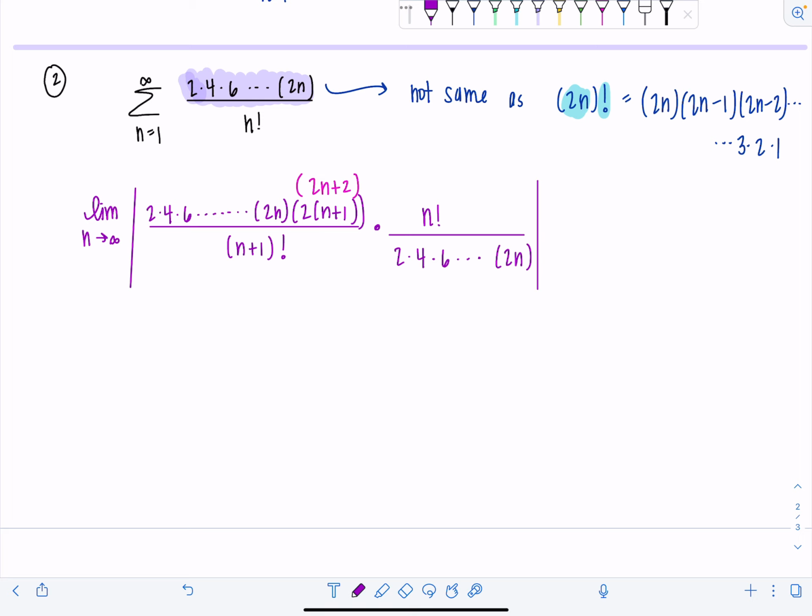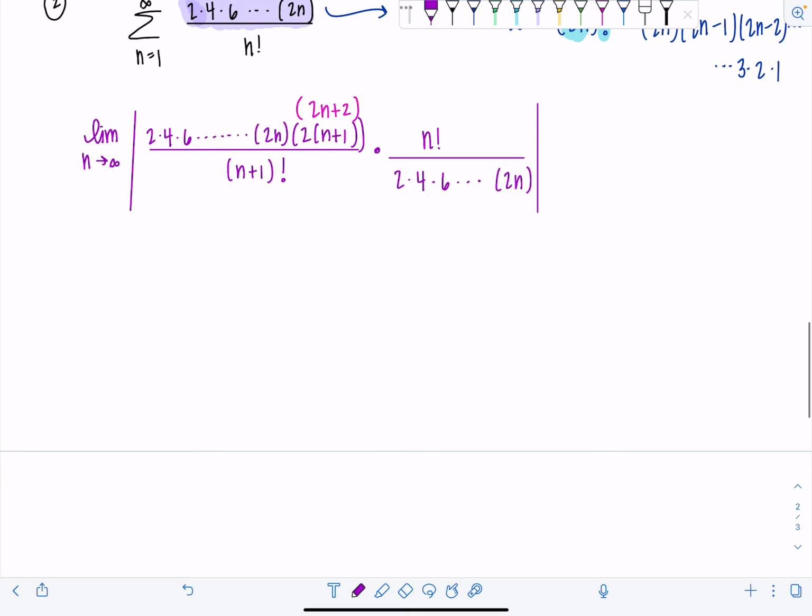Okay, so let's see here. A bunch of stuff will cancel. Yes, it will. All of these factors, 2, 4, 6 up to 2n will cancel with everything in the denominator here. So all that's going to be left over is 2n plus 2 up top. And then we have n factorial and n plus 1 factorial.